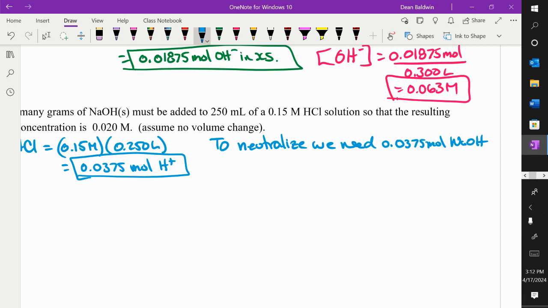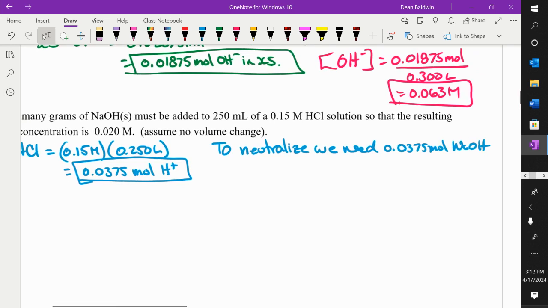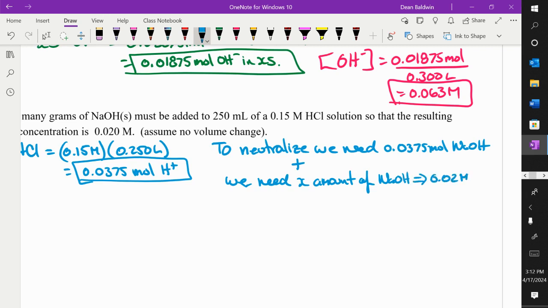But we don't want to neutralize it. We want to have an excess. We want a concentration of NaOH, or OH minus ions, to be 0.02 molar. So then you have to ask yourself, how much do we have to add to get to 0.02 molar OH? All right. So we need this much, plus we need X amount of NaOH to get to 0.02 molar.